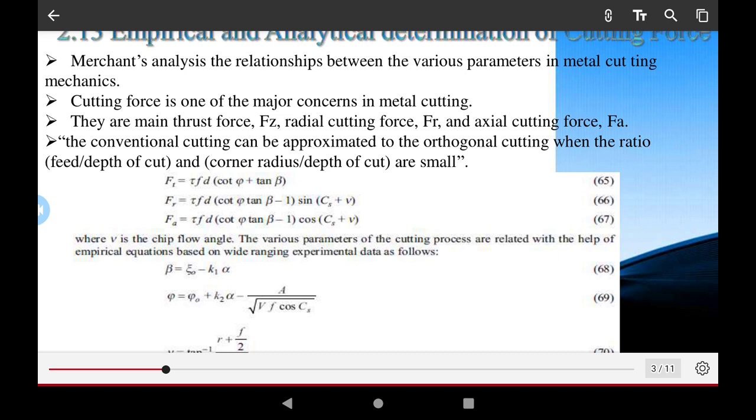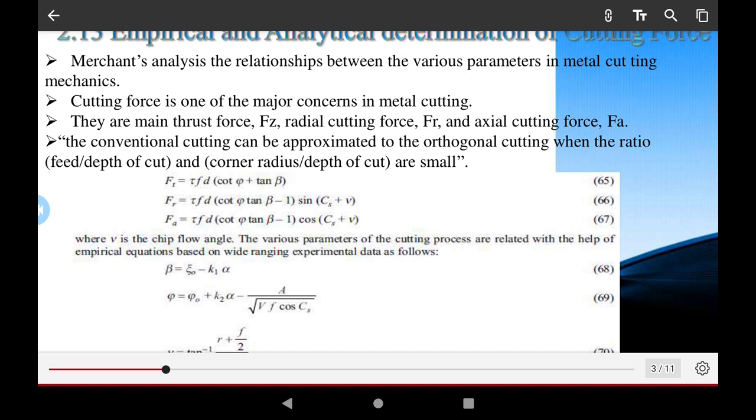The relief angle and other angles are measured, and this helps the empirical equations based on the range of experimental data. We also consider another formula, beta equal to epsilon naught minus k1 alpha, where alpha is the rake angle and k1 is a constant value.